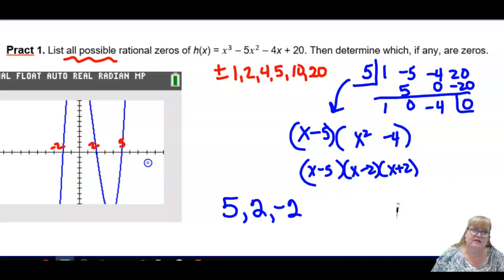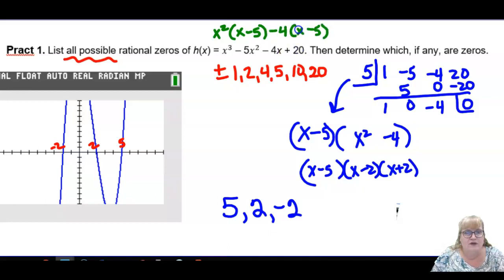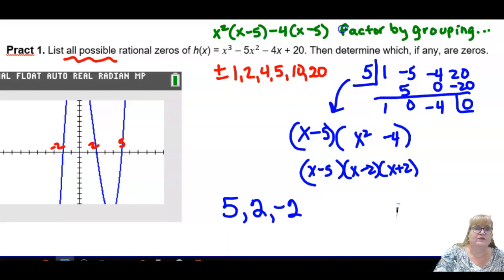Okay, so you could have basically done that one as a graphing problem. The other thing is, just a hint, anybody remember we could have taken an x squared out and had an x minus 5, and then taken a -4 out of these back two terms and had an x minus 5. This one happens to factor by grouping. As a possibility as well.